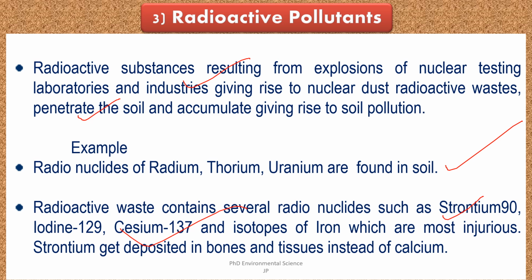Now, what effect will it have on the soil? Radioactive substances penetrate into the soil layers and accumulate over time, especially in areas close to nuclear facilities or sites of nuclear accidents. Radioactive contaminants pose serious health risks as they emit ionizing radiation, which can damage living tissues and increase the risk of cancer, genetic mutations, and other health problems in exposed populations.